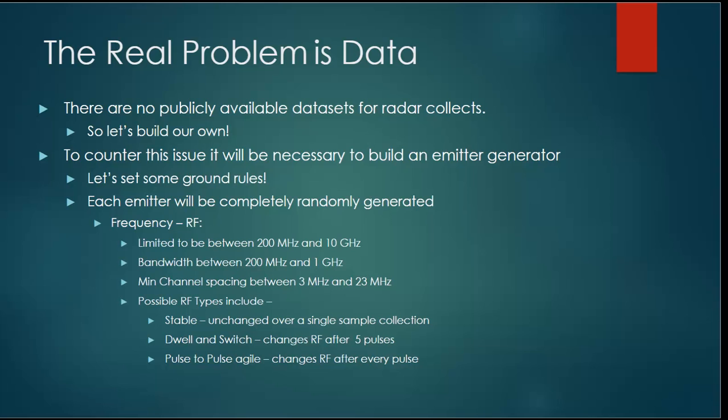And the possible RF types that we have are going to be stable, so it could be a fixed frequency for an entire sample; dwell-and-switch, meaning that it changes RFs after every 5 pulses; and a pulse-to-pulse agile mode, meaning that it changes RF every single pulse.